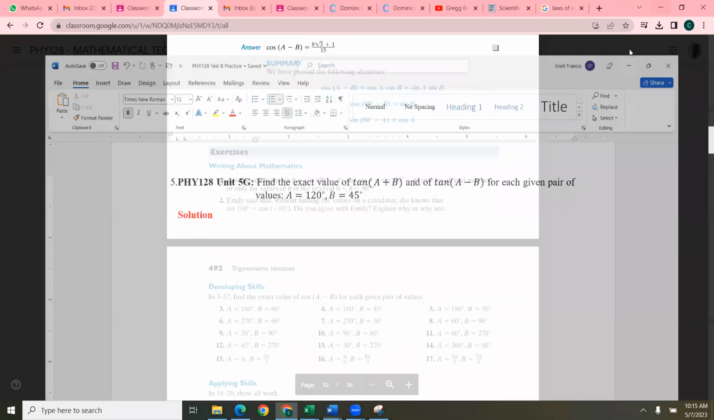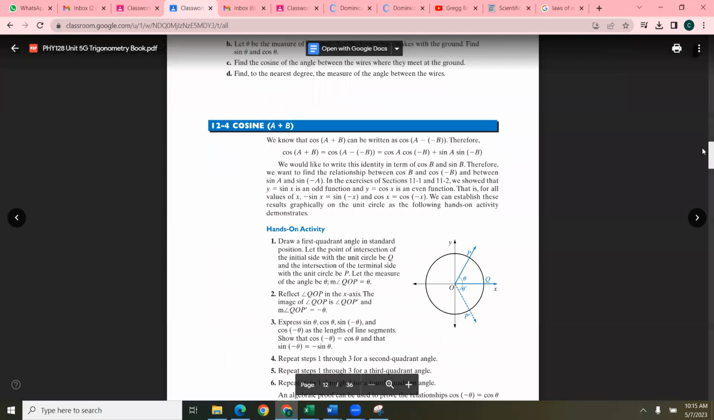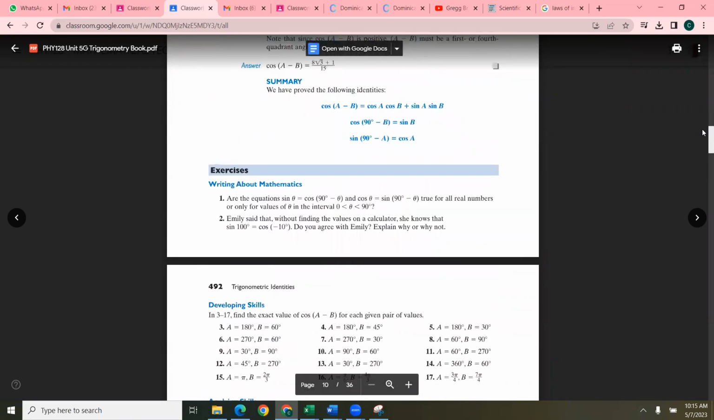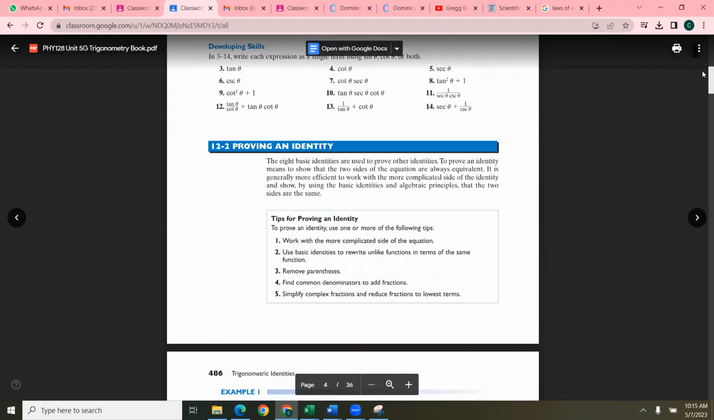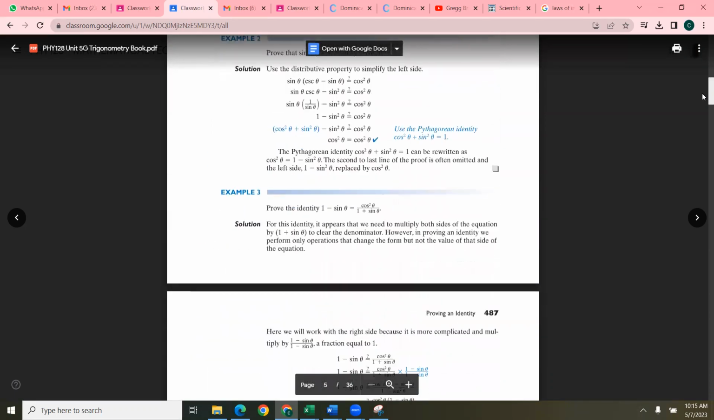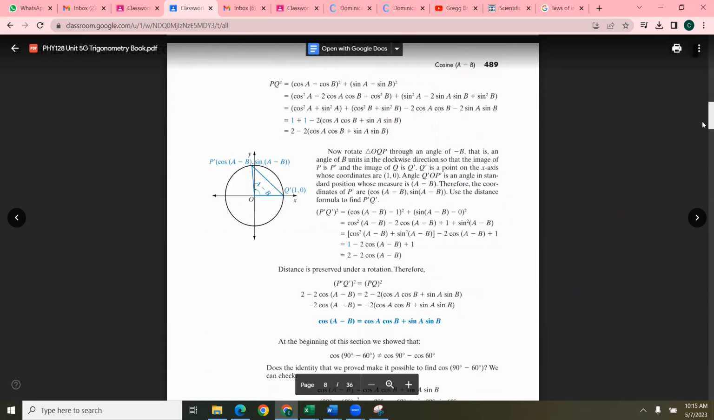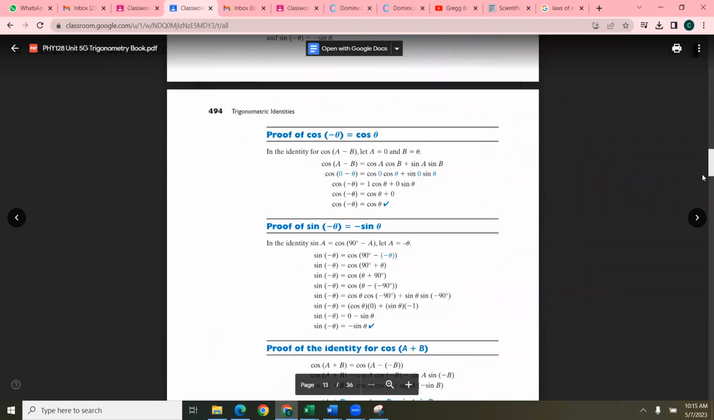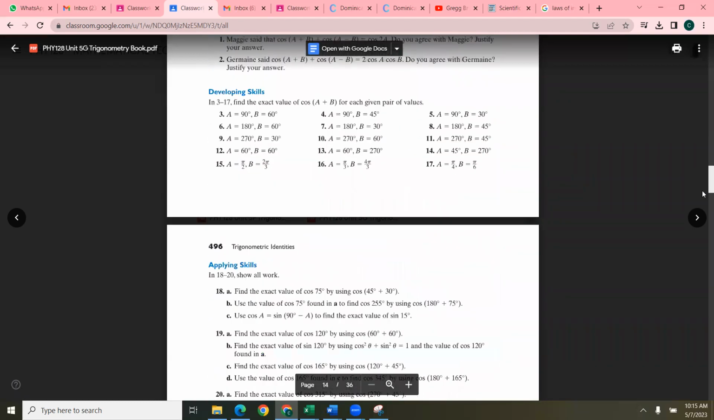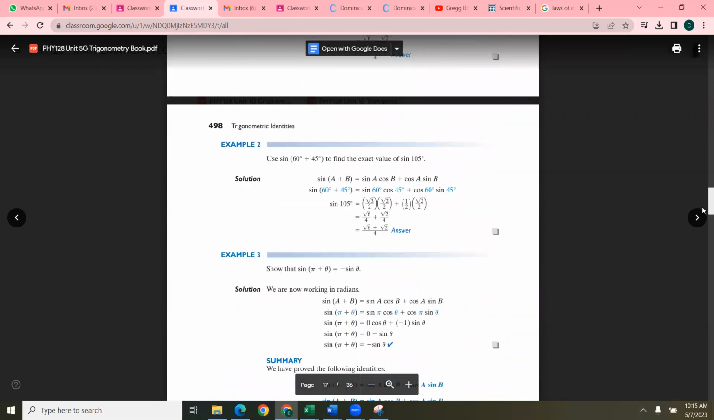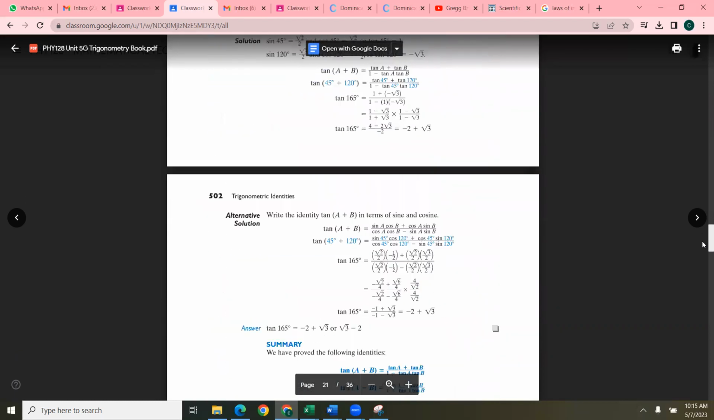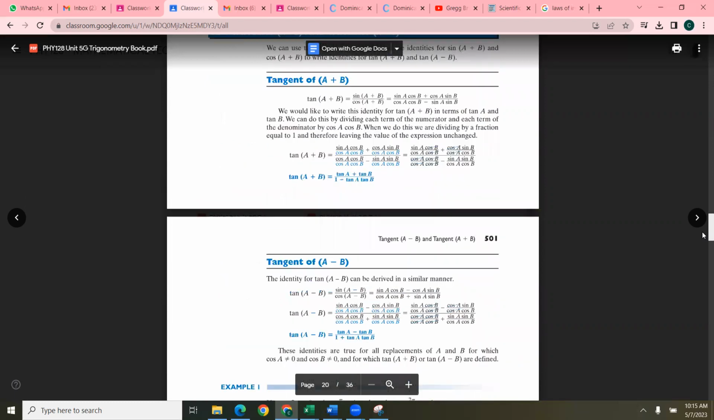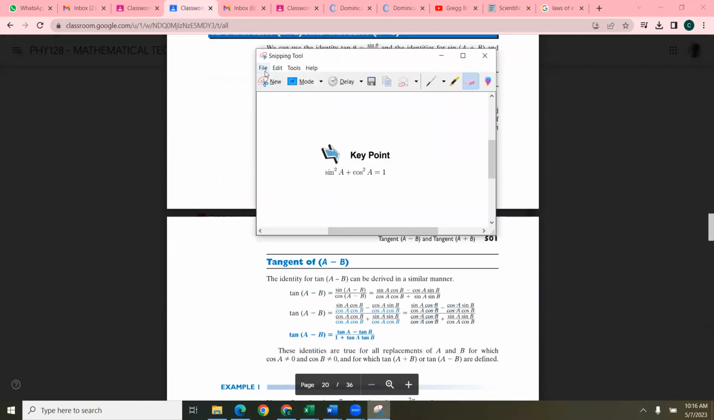So in 5G now, what we found with regards to tan of A minus B, what you have for cosine A minus B, let's see where it begins. Well, it begins with cosine of A minus B. Here it is. Cosine of A plus B, sine of A minus B, sine of A plus B. And we are looking for tan of A minus B and tan of A plus B. So let us import this now to our solution.